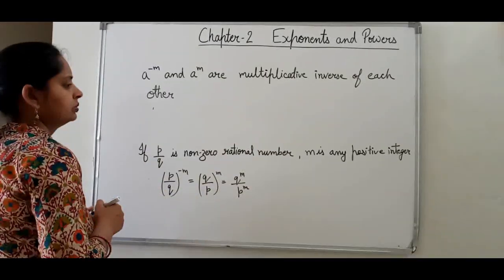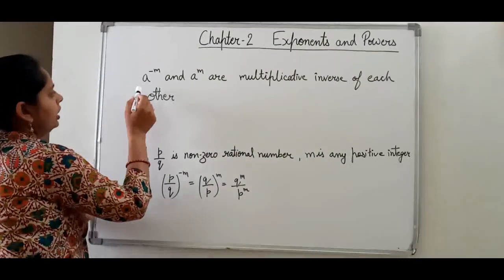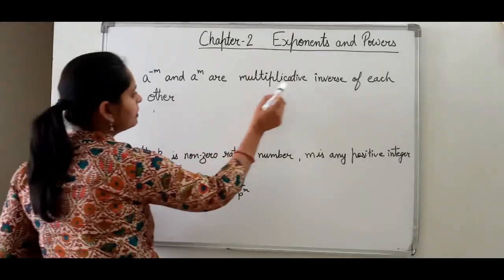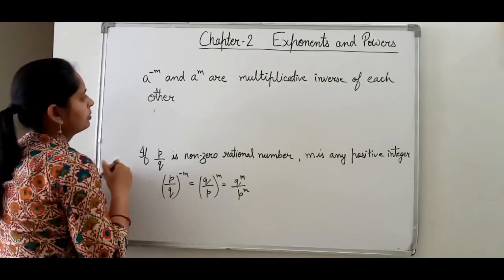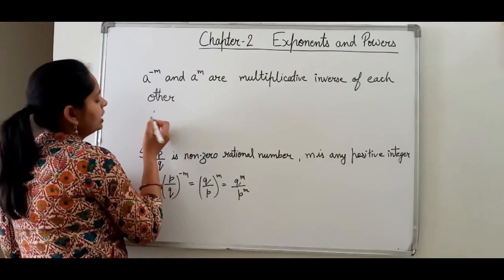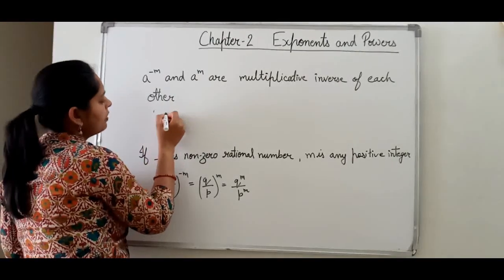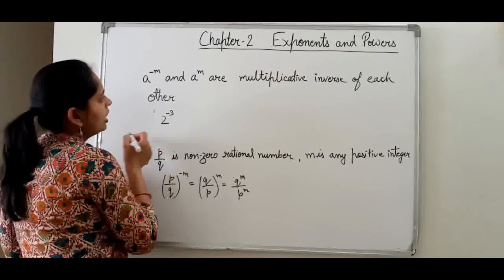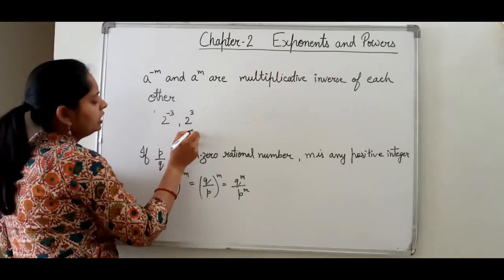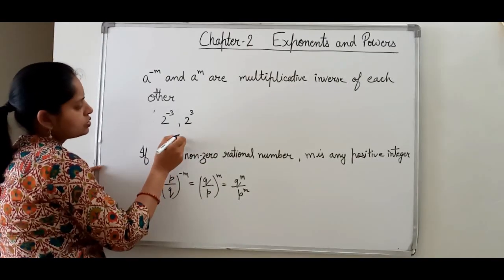Okay. Now see, a to the power minus m and a to the power m are multiplicative inverses of each other. Suppose we have taken any number, 2 to the power minus 3, right? And 2 to the power 3 are multiplicative inverses of each other.